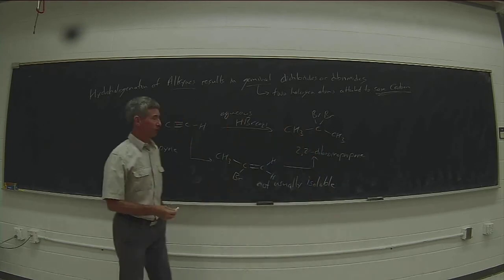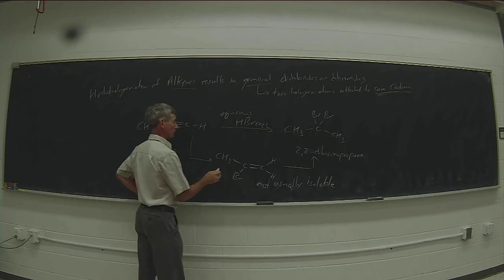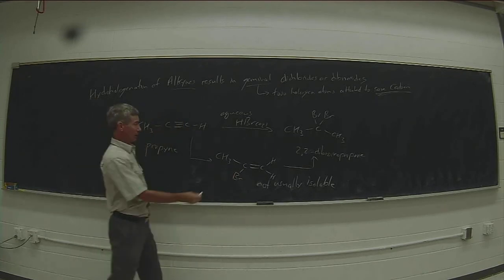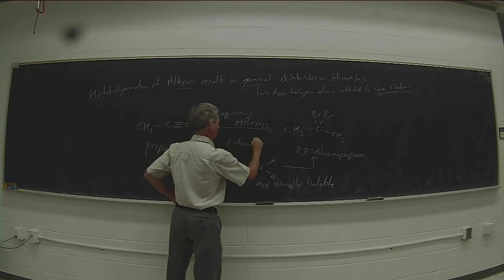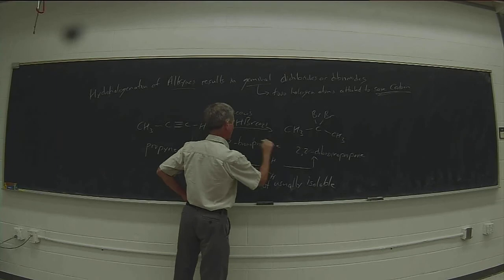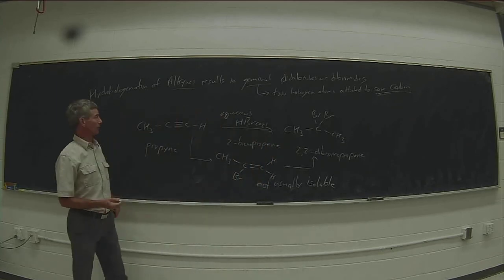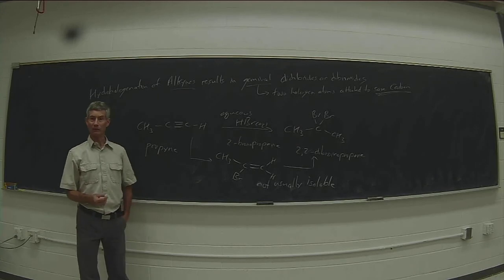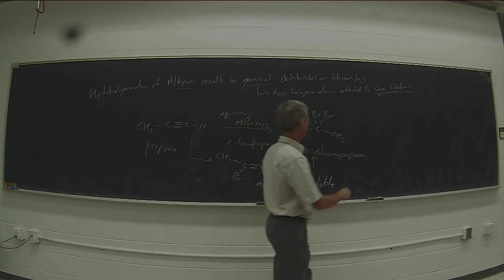Because as we shall see as we go through the mechanism, the carbocation that results from the protonation of the 2-bromopropene is actually more stable than the carbocation that is generated by protonation of propyne. So let's take a look at the mechanism.